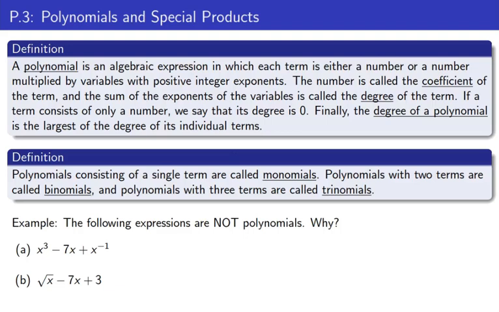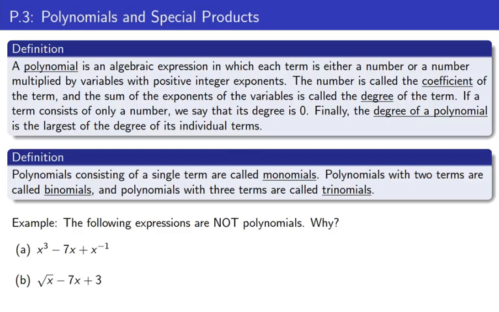In this lesson, we'll talk about polynomials and special products. So first off, a polynomial is simply an algebraic expression where we have terms that are either numbers or numbers multiplied by variables with positive integer exponents. The key here is that you can't have negative exponents, you can't have fraction exponents, and so on.